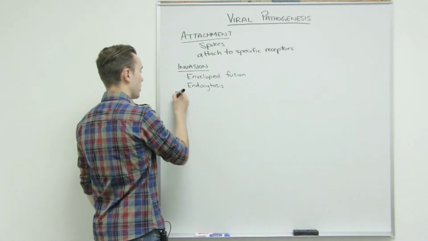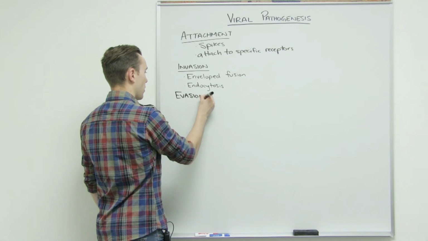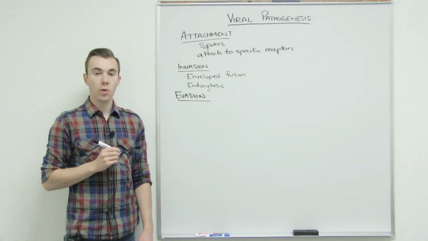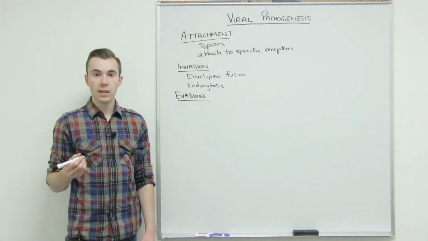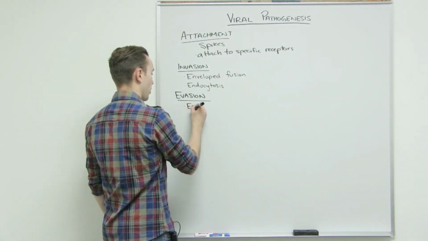Then we have evasion. Remember that evasion is to evade or avoid the immune system. There are several different techniques through which viruses can evade the immune system. The first way is through the envelope.